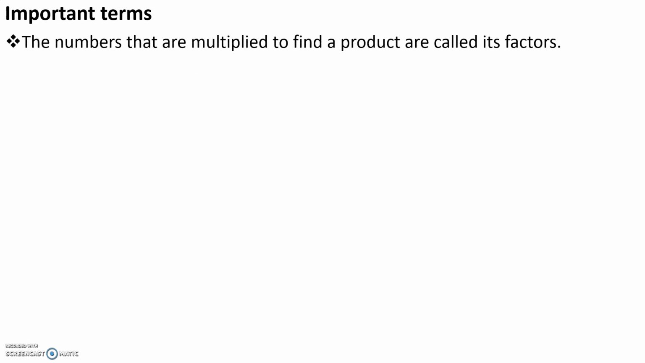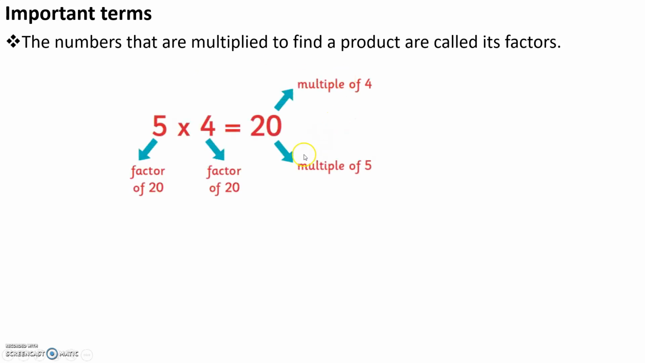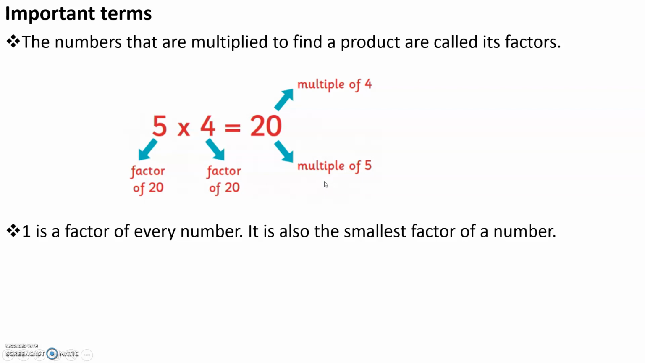The numbers that are multiplied to find a product are called its factors. In this example, 5 times 4 is equal to 20. 5 and 4 are the factors of 20, whereas 20 is a multiple of 4 and 5. 1 is a factor of every number. It is the smallest factor of a number.